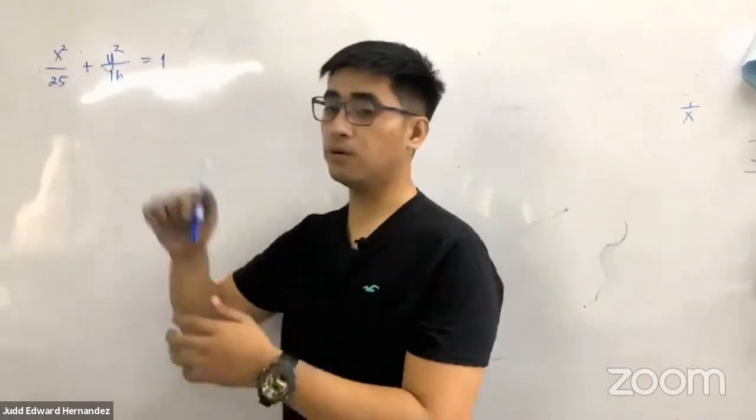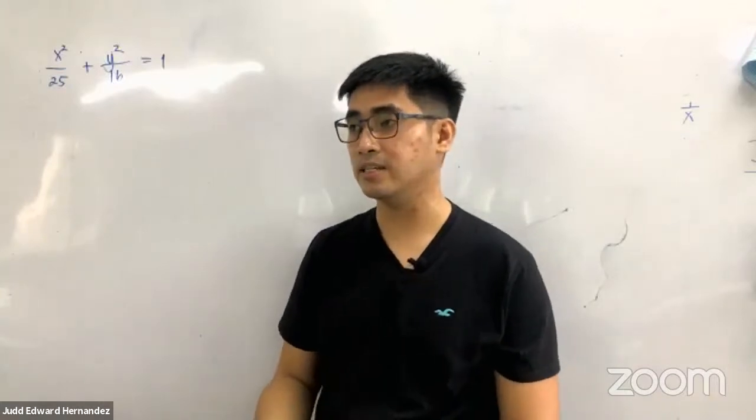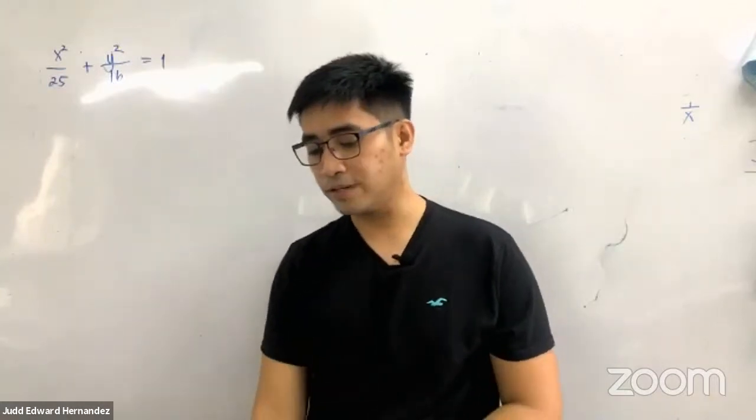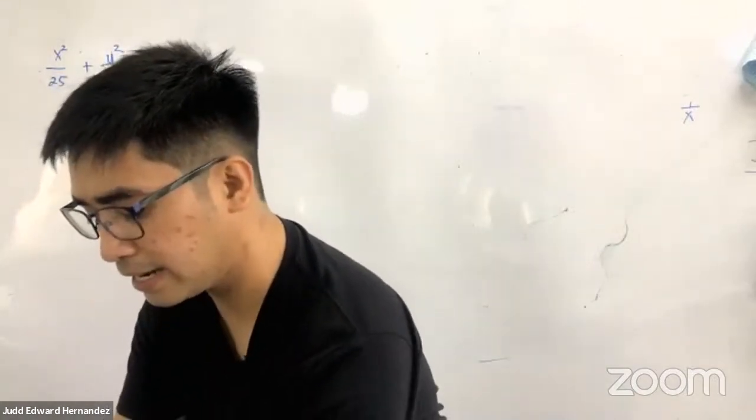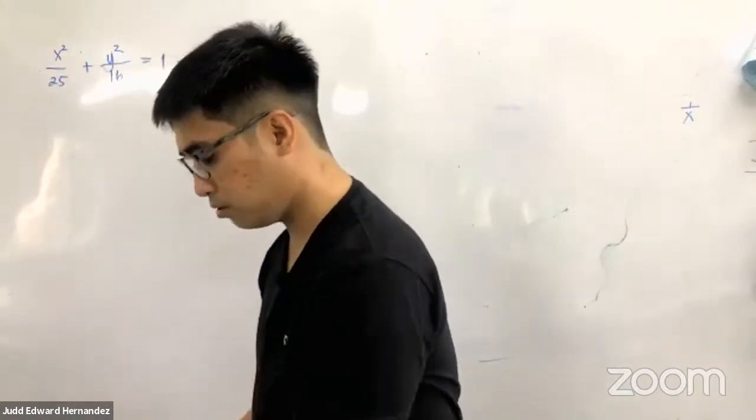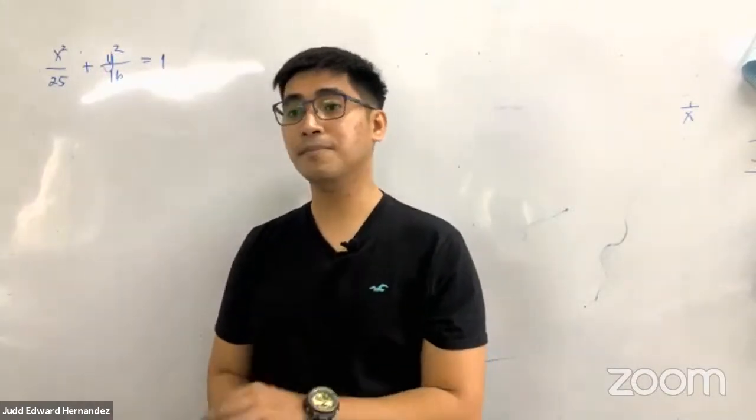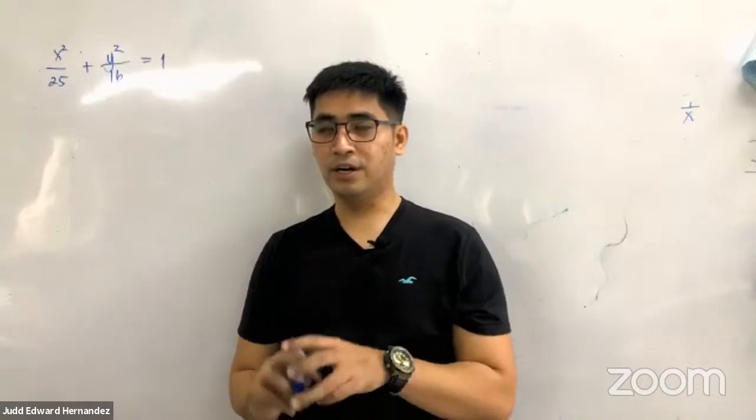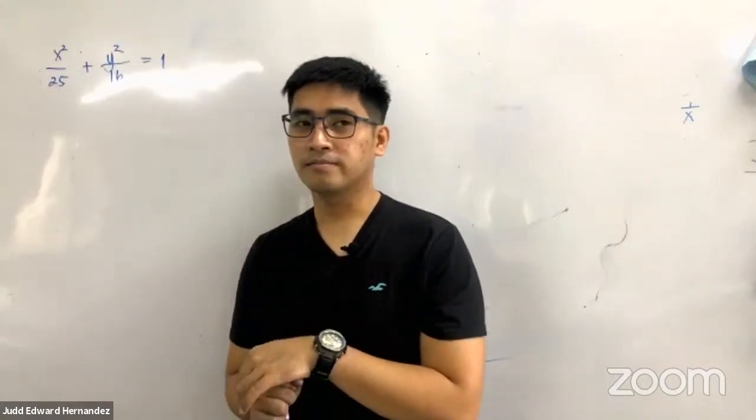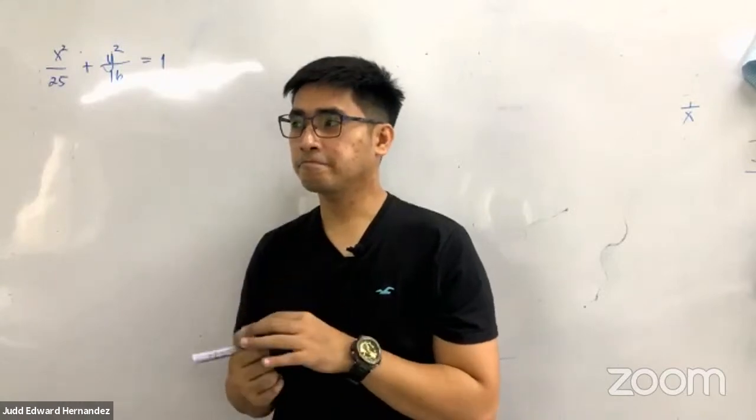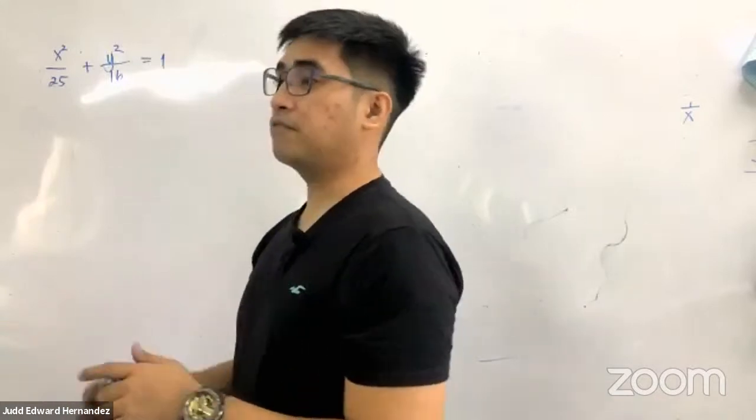So let's go back to our first example. We have x squared over 25 plus y squared over 16 is equal to 1. All we have to do first is to analyze. So analyze muna natin. Sir, paano po namin i-analyze? So the first step that you need to do is to determine ano yung mas malaking denominator. Okay. Ano ba yung mas malaking denominator, guys? 25 po.